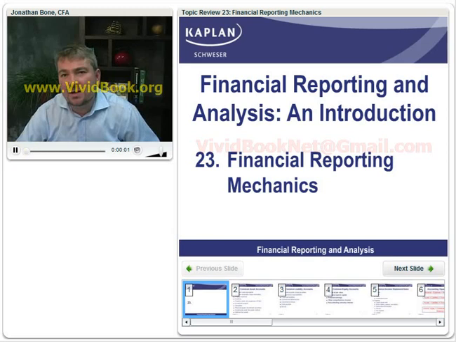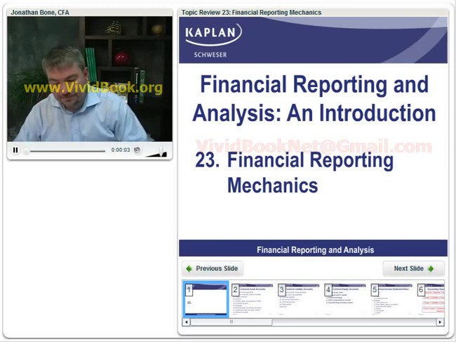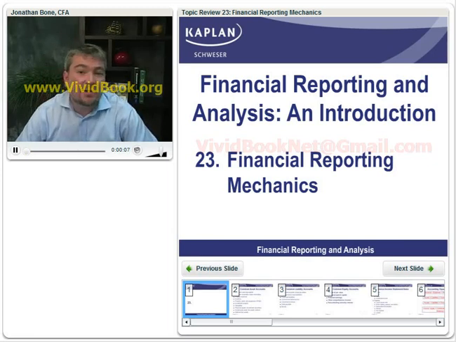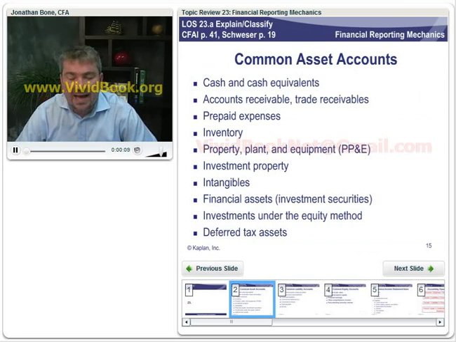mechanics that drive the balance sheet and the income statement. So our first LOS asks us to explain and classify common asset accounts. Well, what is an asset? An asset is anything that will lead to a future flow of benefits, future inflows to the company.